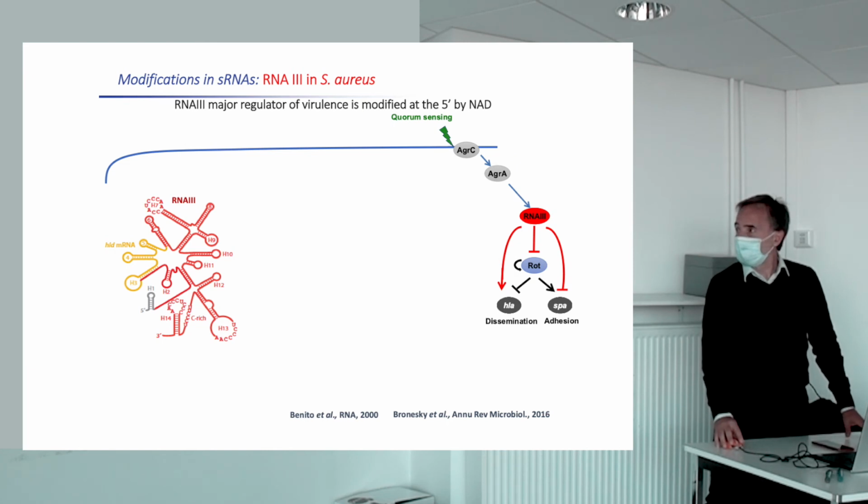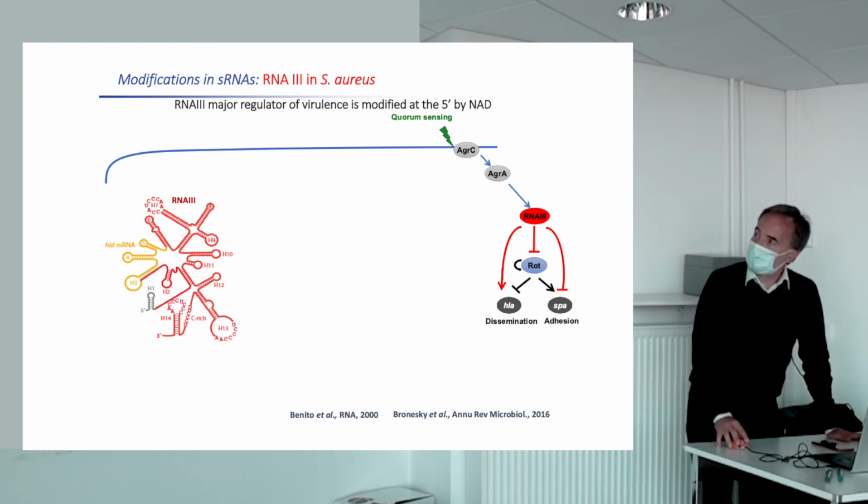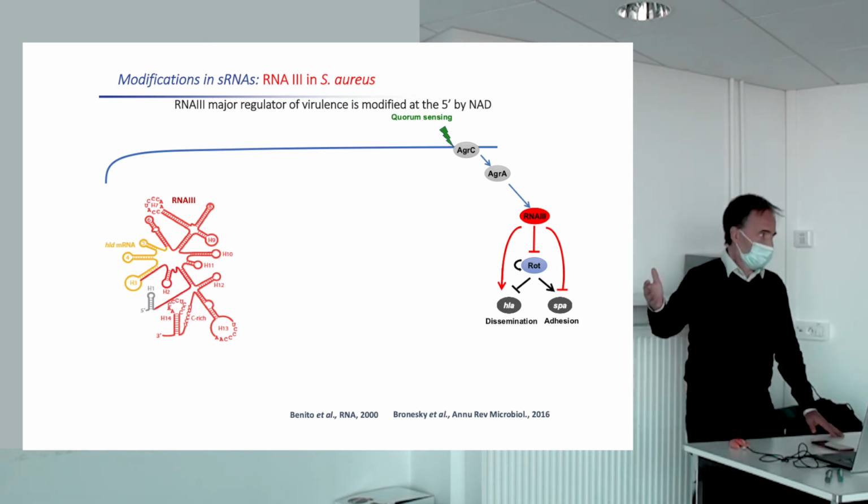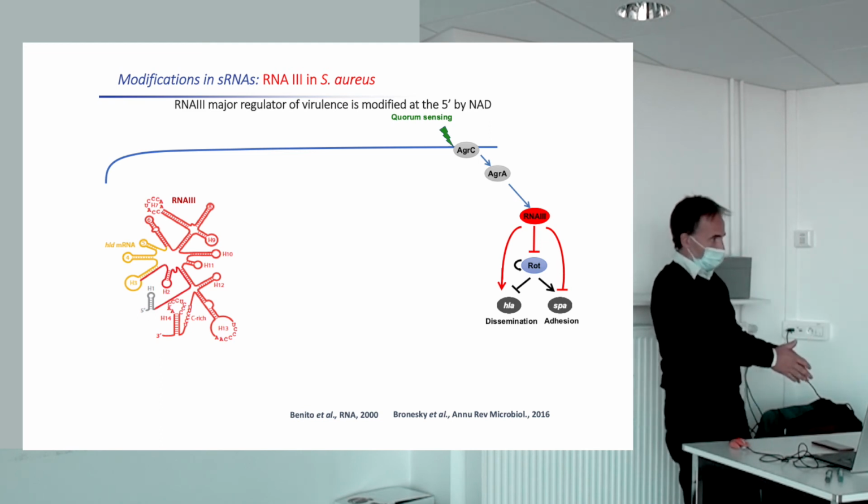Okay, so if we look at the RNAIII molecule, you see that the majority of the domains that are involved in regulation are at the 3' end of this coding sequence. A coding sequence that is also coding for a toxin. So you produce the RNA molecule.